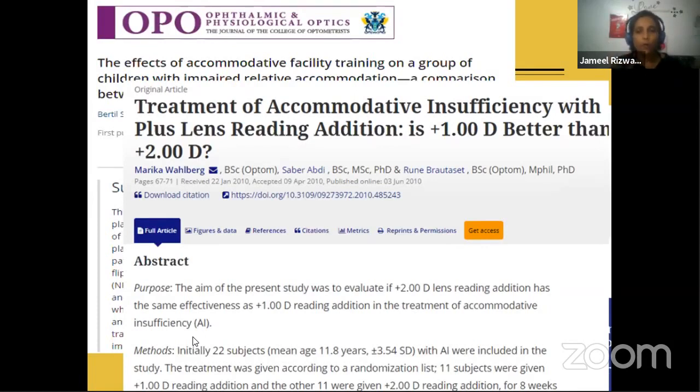So prescribe low addition to avoid the effects of adaptation, and also the low plus will serve as an indirect vision therapy to stimulate accommodation. So low plus lenses are recommended. This is the evidence that we use in our practice to treat accommodative insufficiency.